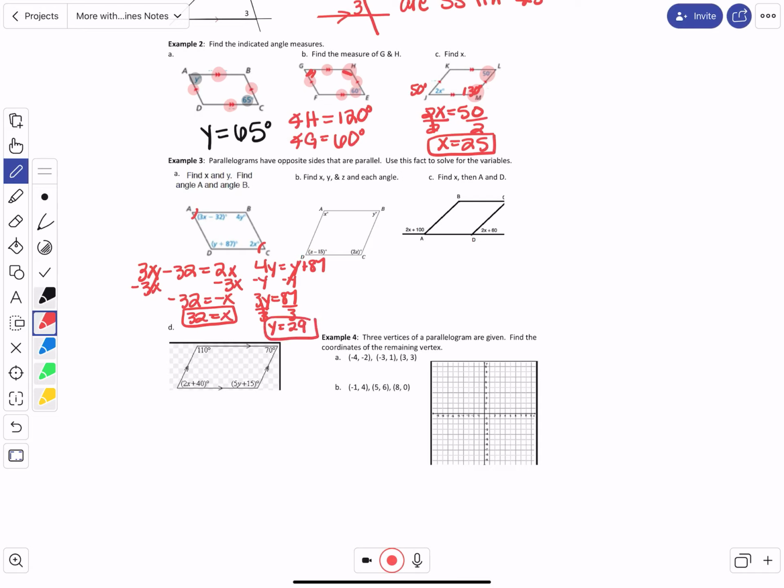And 87 divided by 3 is going to be 29. And then it wants us to find angle A and B. Okay, so if we find angle A, we would do 3 times x, so 3 times 32 minus 32. And that would give us 64. So there's angle A. And then it wants us to find angle B. So 4 times y, which is 29, and that's going to be 116.